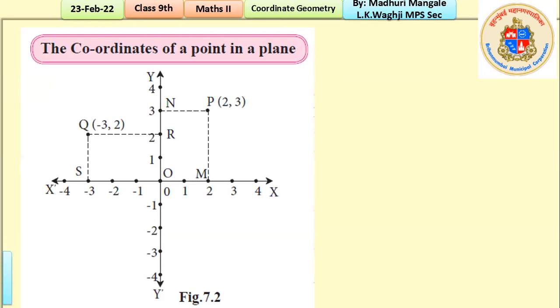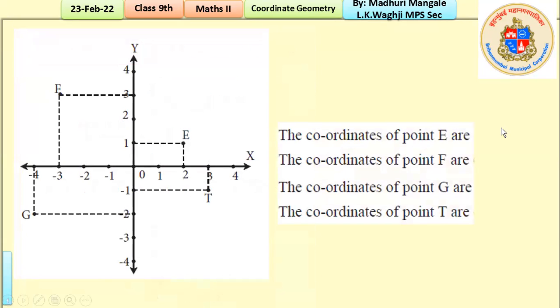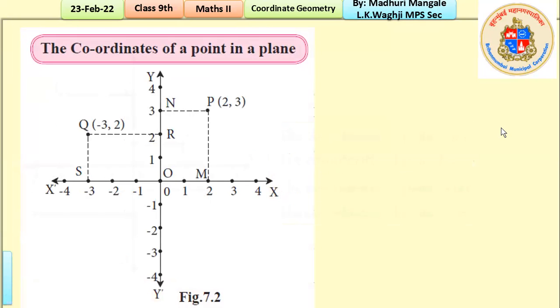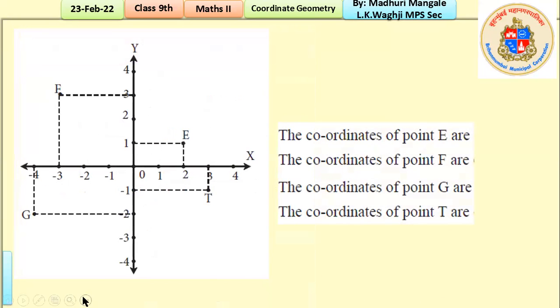Like here for P, the x coordinate is 2 and the y coordinate is 3. Okay, so those are the coordinates of point P. Likewise, what are the coordinates of point Q? The x coordinate first, which is -3, and then the y coordinate, which is 2. So -3 comma 2. That's how you get the coordinates, right? Let's look at few examples.